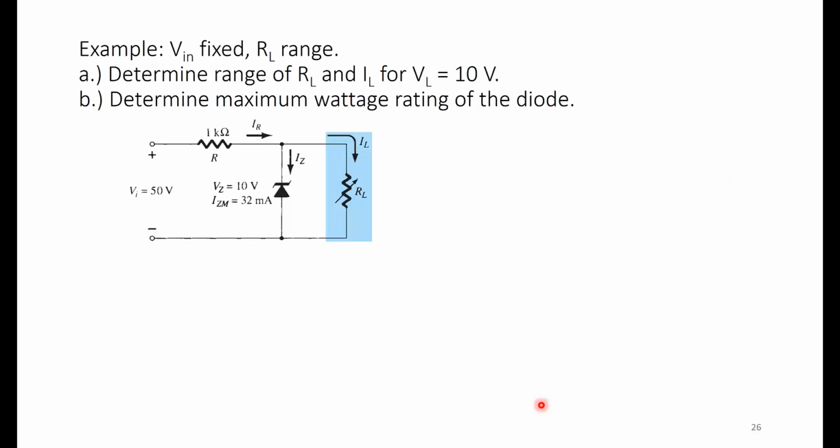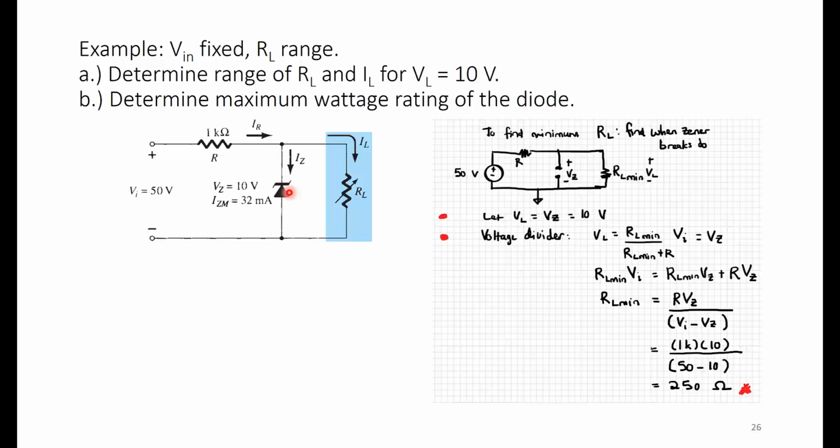Ready for an example? We are given Vin of 50 volts, and resistor R is 1 kilo ohm. The Zener diode is 10 volts with IZ maximum of 32 milliamps. We're supposed to find the range of RL. We need to find the minimum and maximum, and we'll find the minimum first.